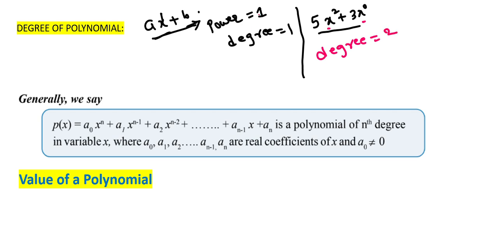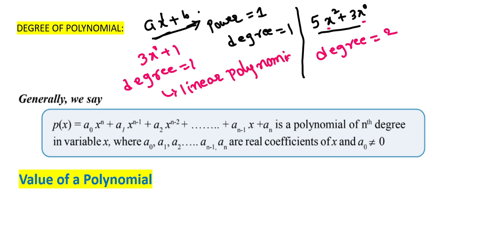Here in our example, the degree is 1. You take 3x plus 1, the degree is 1. If the degree is 1, we call it a linear polynomial. Now, if the degree is 2, we call it a quadratic polynomial.